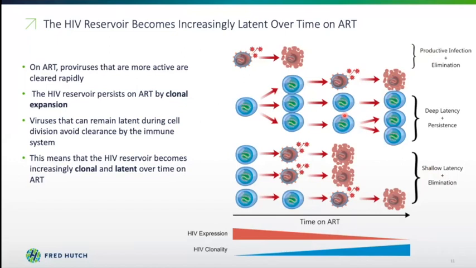So we can say that over time, the reservoir becomes more latent, right? At the beginning, we start with a few cells that are already active, a few cells that will become active at some point, and just one cell that's really not active. It's very deeply latent. But by the end, all the cells that remain are those that are deeply latent.